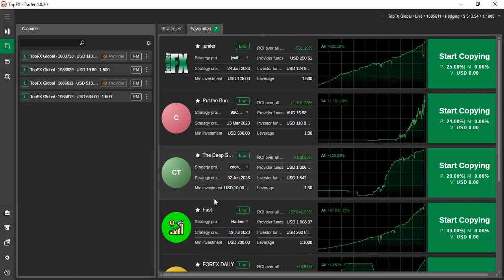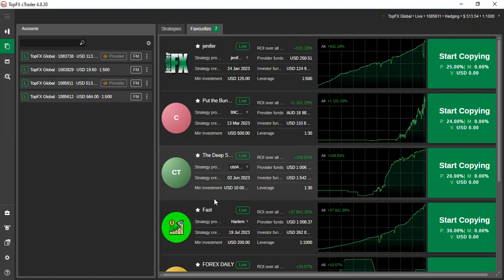Of them, some allow a minimum of $100. Some allow 200, 300, 500, 1,000, 10,000. Some also allow traders to copy them with demo accounts just to test their strategy. Some also don't allow demo. It's just a real account. If you're ready for business, you come and copy. Some would also allow you to copy them with a demo account, so that you see.